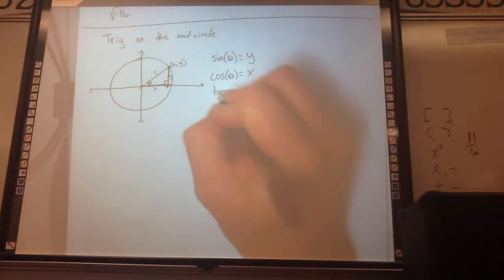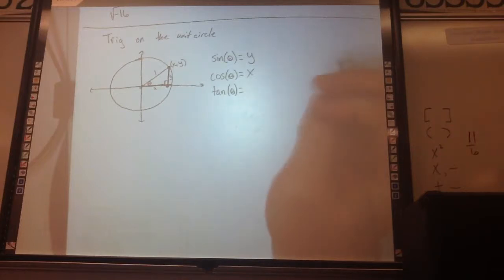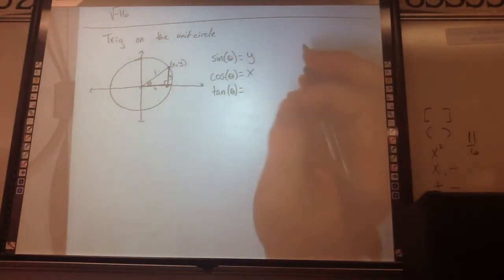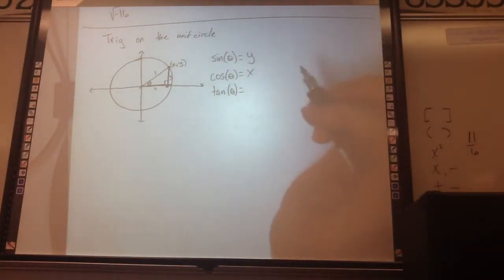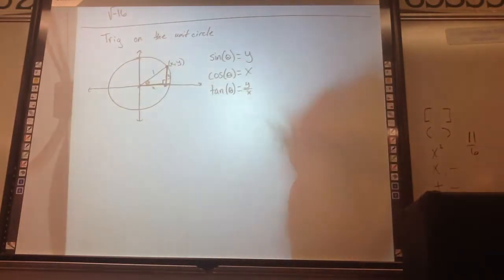What's the tangent of theta? X over y? 1 over y? Neither. Y over x. Y opposite over adjacent. Oh, duh. Y over x.